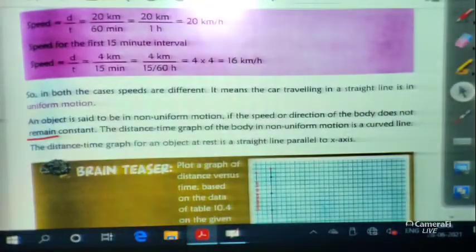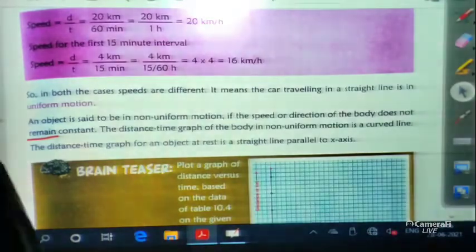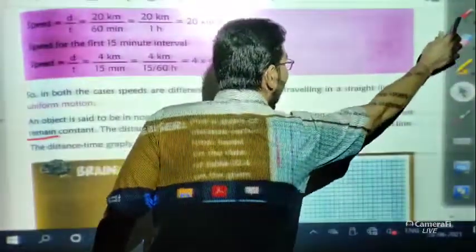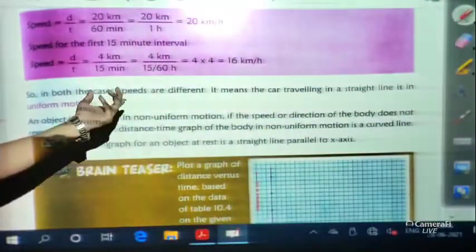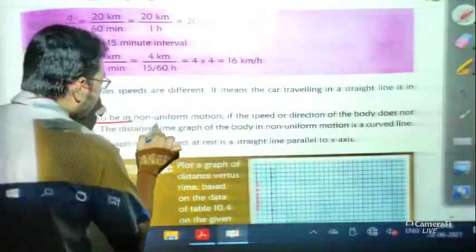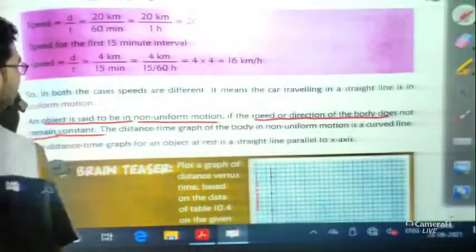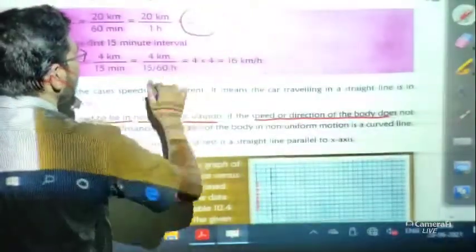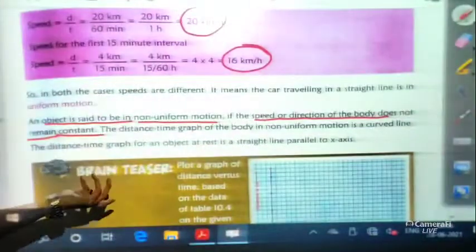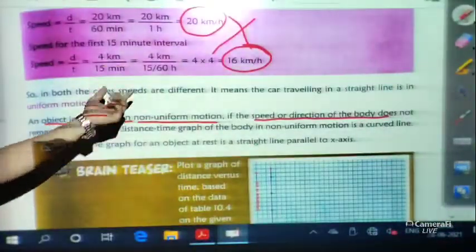It means the car traveling in a straight line is in uniform motion. So only in uniform motion can the car travel in a straight line. Now in this case the car is not moving in a straight line because the distance is not the same. An object is said to be in non-uniform motion if the speed or direction of the body does not remain constant. Overall speed is 20 kilometer per hour. In the first interval we get 16 kilometer per hour. If we find out the next interval, we will get another speed, which is not equal to these two. So in this case we will call it non-uniform motion.